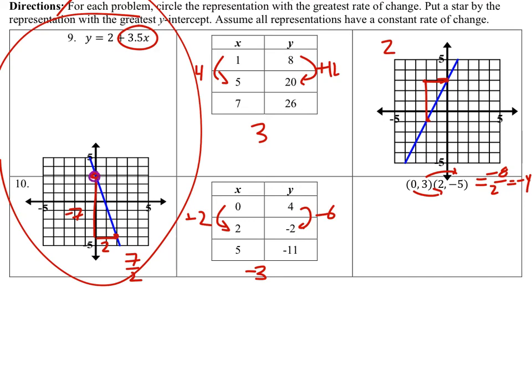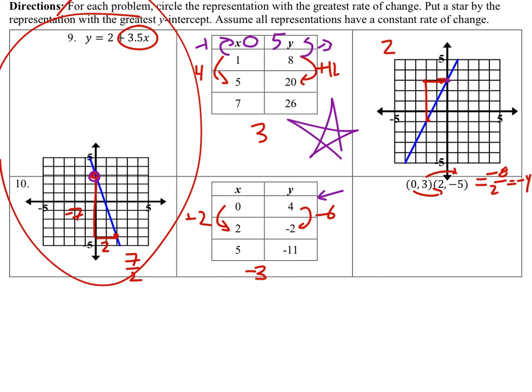All right, so which one has the greatest y-intercept? This one's (0, 3). This one you'd have to go down 3 and then down 1, so its intercept would be (0, 5), which is bigger than this one. And this one's at (0, 3). So it looks like this one has the star next to it.